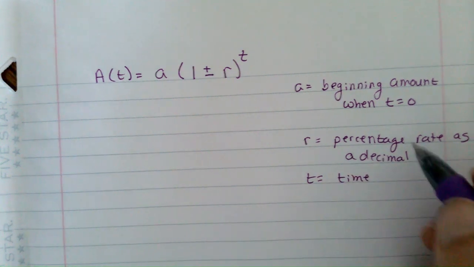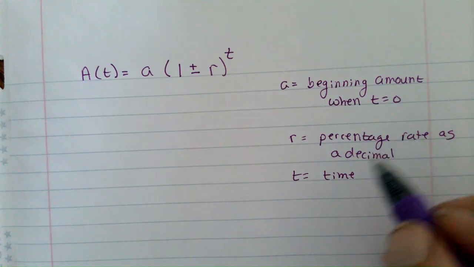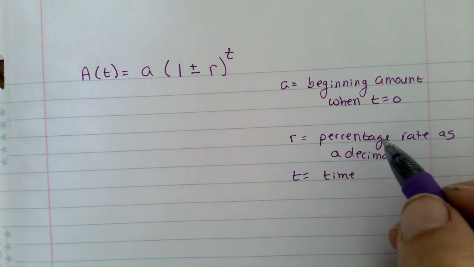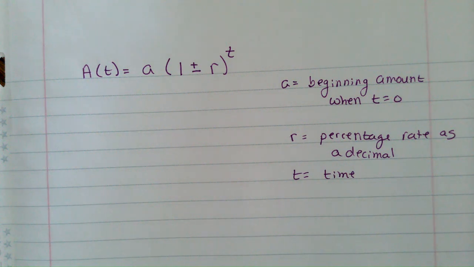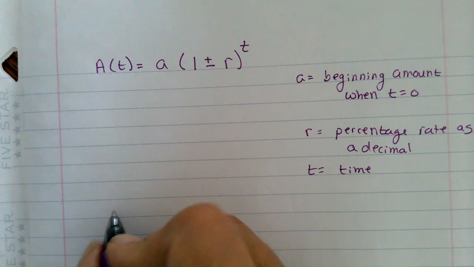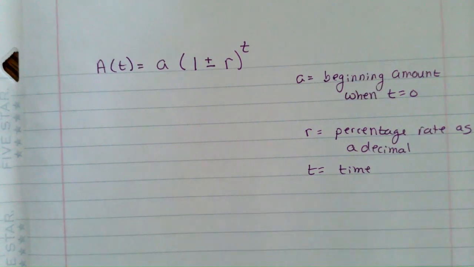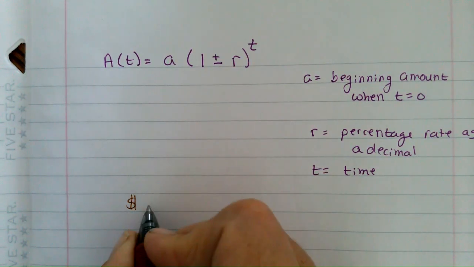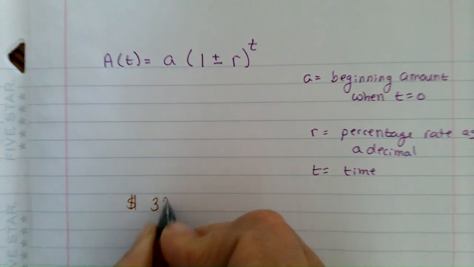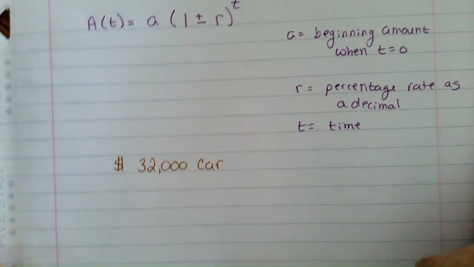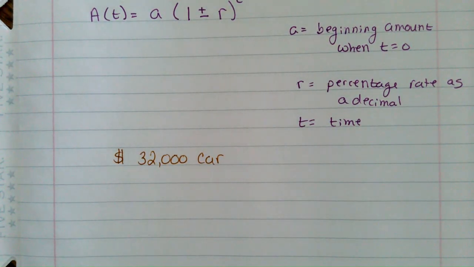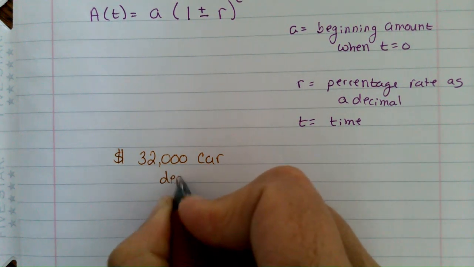Now it's important that if your percentage rate is in months, your time is in months. If your percentage rate is in years, your time is in years. So make sure you are using apples to apples, okay? So let's say you purchased a car. And you purchased this car for $32,000. Okay? However, the car usually, this type of car depreciates 10% a year.